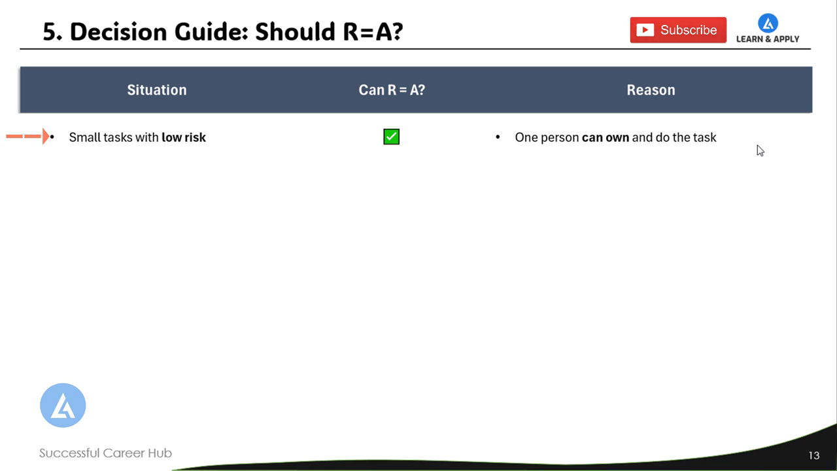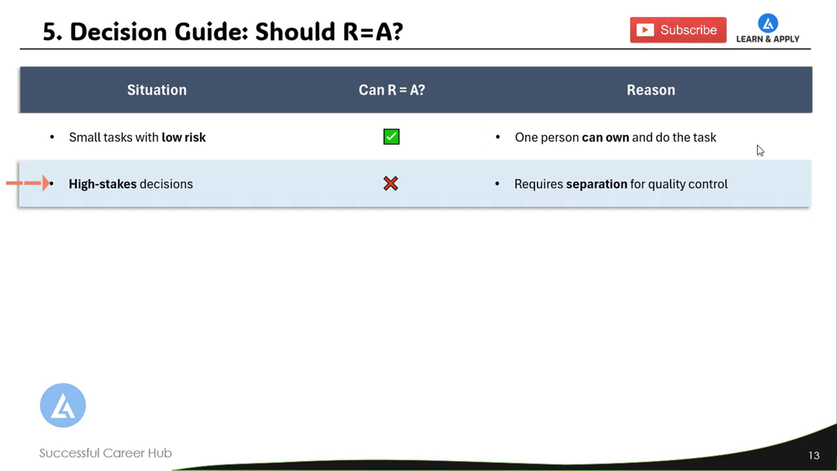Small task with low risk. If that is the situation, yes, R can be equal to A. The reason behind it, one person can own and do the task. If the situation is of a high-stake decision, then R should not be equal to A. This requires a separation of quality control. Another situation can be solo work like analysis. In this situation, R can be equal to A. The analyst can be both responsible and accountable.